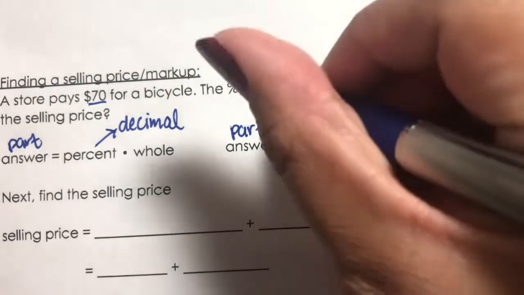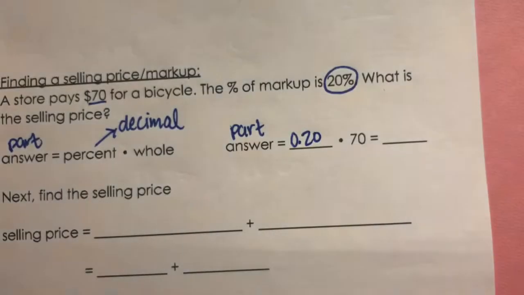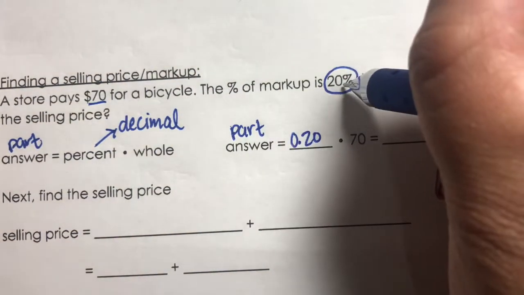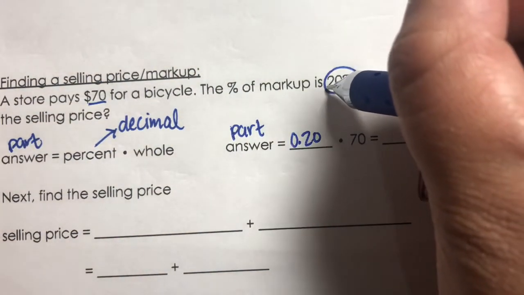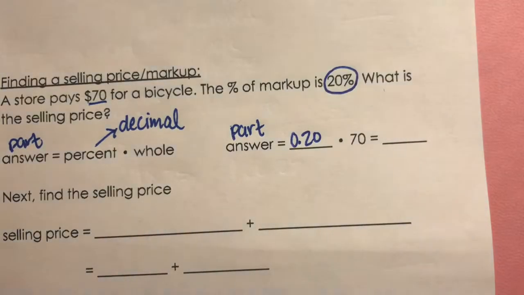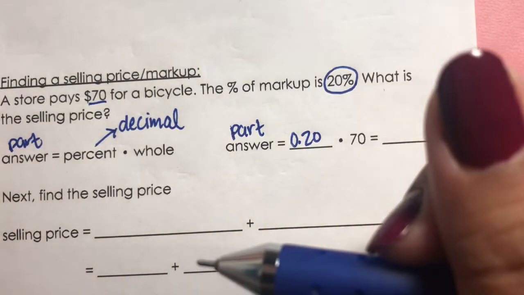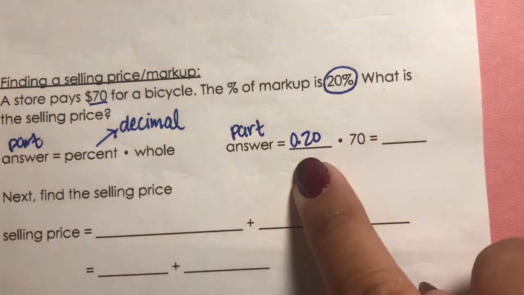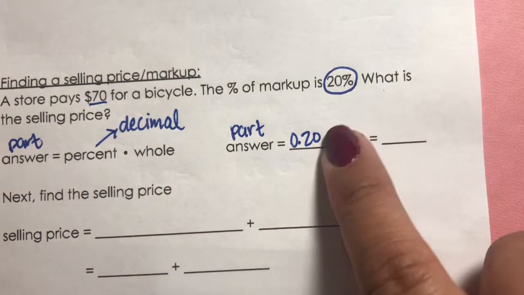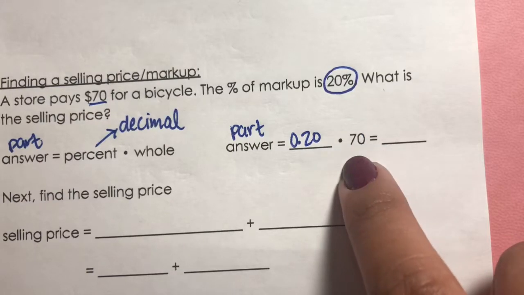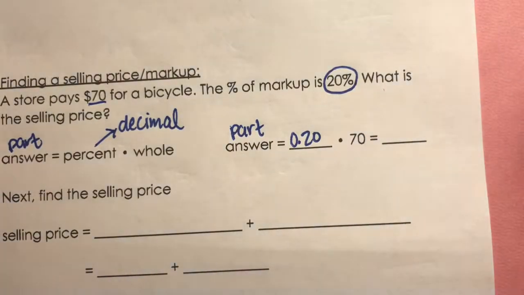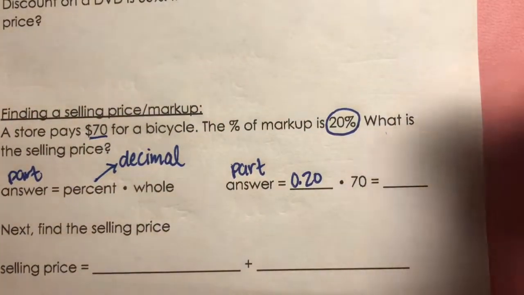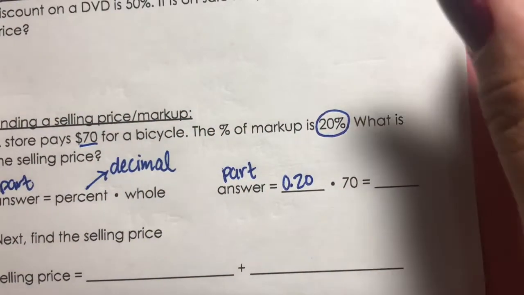20% in decimal form is 0 and 20 hundredths, or 0.20. I got that because I took the decimal and moved it two place values to the left. That is the left. So 0.20 times our whole, which is 70. Let's do that multiplication really quick off to the side.